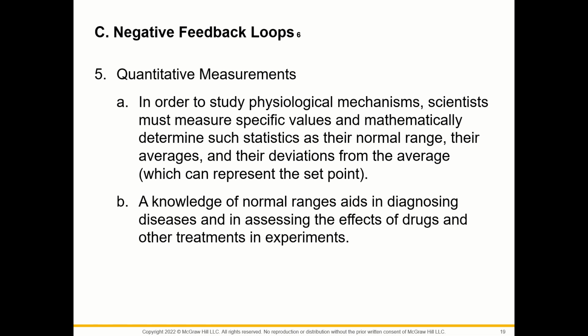Quantitative measurements are important in negative feedback loops. In order to study physiological mechanisms, scientists must measure specific values and mathematically determine such statistics as their normal range, their averages, and their deviations from the average, which can represent the set point. A knowledge of normal ranges aids in diagnosing diseases and in assessing the effects of drugs and other treatments in experiments.